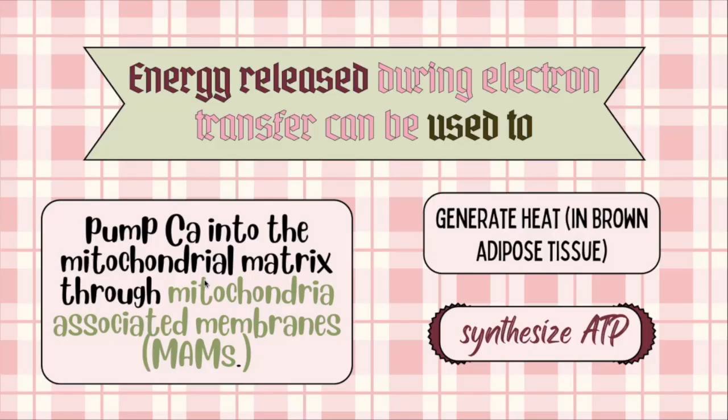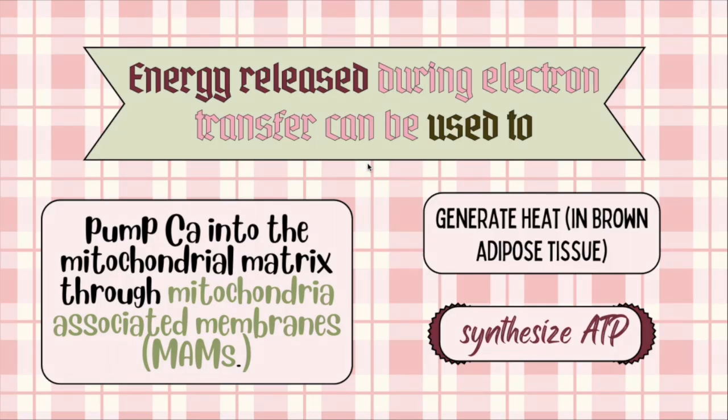Basically, so remember how in the TCA cycle, we mentioned that it could be activated by calcium? Calcium is an activator of the TCA cycle, and the TCA cycle occurs in the matrix. We're just explaining how we put calcium into the matrix so that it can activate the TCA cycle. It's because of the energy released during electron transfer. I don't know if that makes sense. Yeah, thank you. Okay, great.